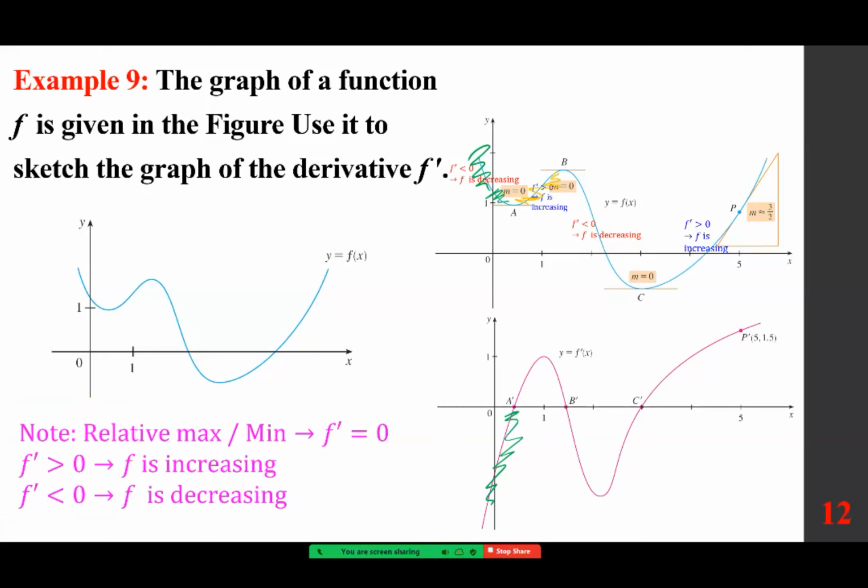This is increasing. It's above the x-axis, but it has to come back down because at B, we have B prime that becomes negative, and over here is decreasing again, below the x-axis, but it has to come back up, and the rest is increasing and therefore positive and above the x-axis. And as far as this point is concerned, 5, 3/2 or 1.5 would be on the graph of the derivative function.